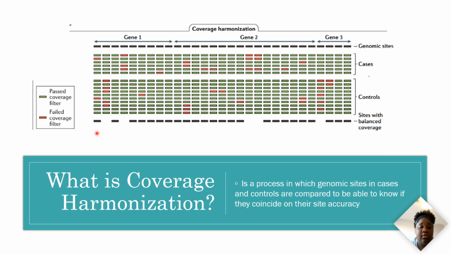However, if we look at the second or fourth column, because most of the cases in the fourth column failed the filter, that site will not be considered. Same thing on the second column, most of the controls failed the filter, so that site will not be considered.